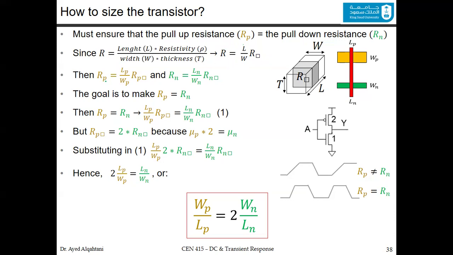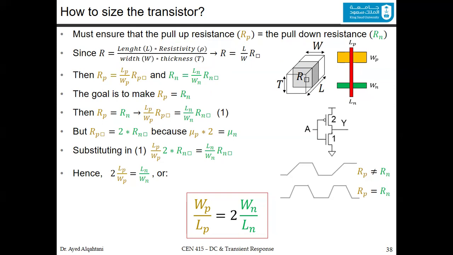Now we have Rp, where you have this index P everywhere, and you have Rn, where you have N over there. Notice also that the resistivity rho divided by the thickness is what we call the R squared. So if you have a certain R squared, you just count how many squares you have, indicated by the values of L and W. If you divide L over W, you get how many R squares are in the total resistance, which is R.